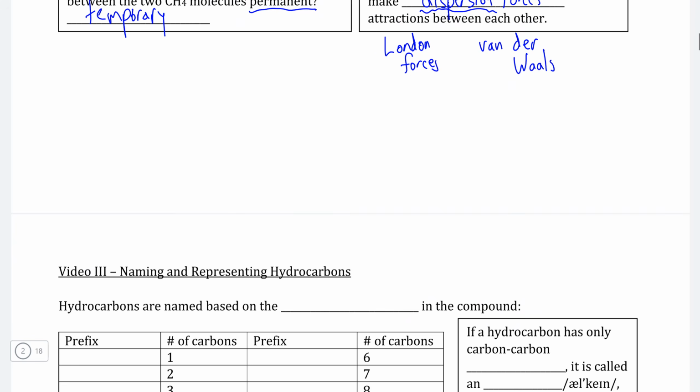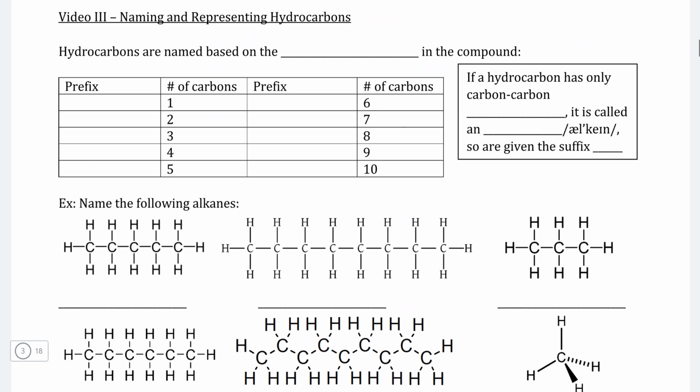In the next video, we're going to be looking at the naming and structural drawing conventions that we use to represent the simplest organic compounds, that being the hydrocarbons.